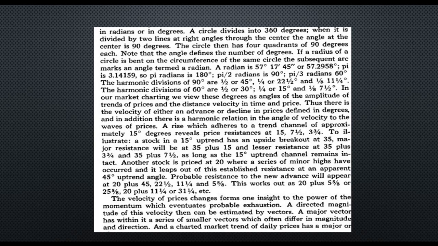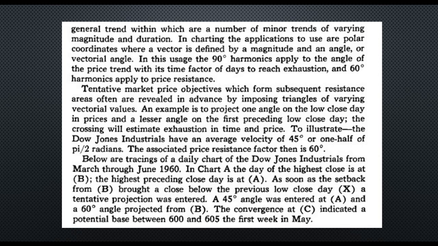A directed magnitude of this velocity then can be estimated by vectors. A major vector has within it a series of smaller vectors, which often differ in magnitude and direction. Number of trends. In charting, the application used are polar coordinates. When a vector is defined by a magnitude and angle, or vectorial angle, in this usage, the 90-degree harmonics applied to the angle of the price trend with its time factor of days to reach exhaustion, and 60-degree harmonics apply to price resistance.